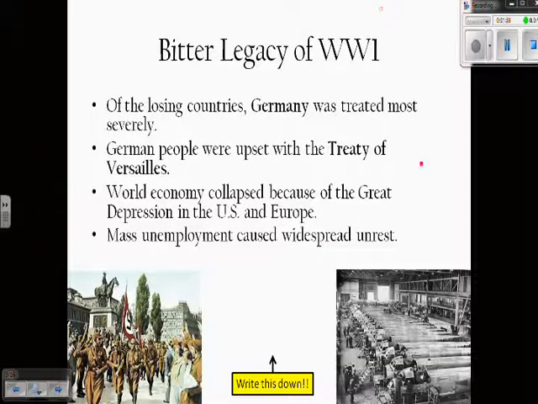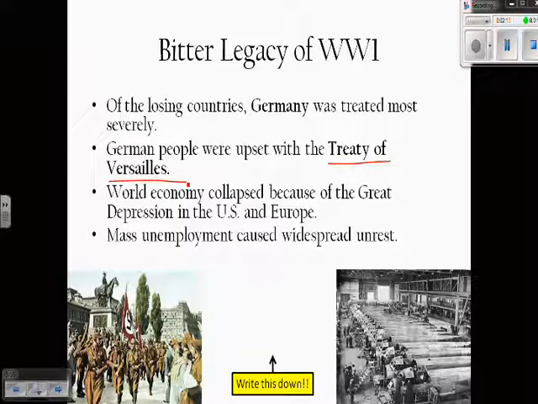Now, the German people, and this is a biggie here, are unhappy with the Treaty of Versailles. It took land from them, it made them get rid of their military. So they're going to be extremely unhappy with the rest of Europe as a result of that. And then the world economies are going to collapse because of the Great Depression in the United States, and unemployment is going to lead to unhappiness.